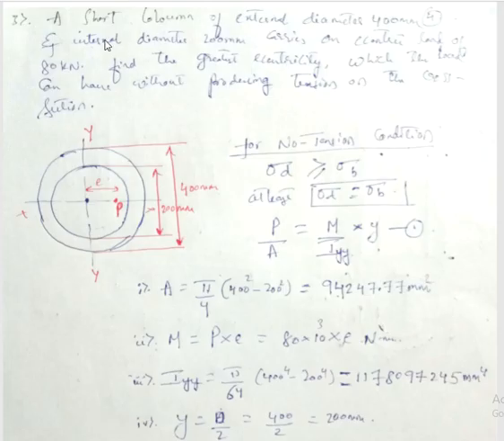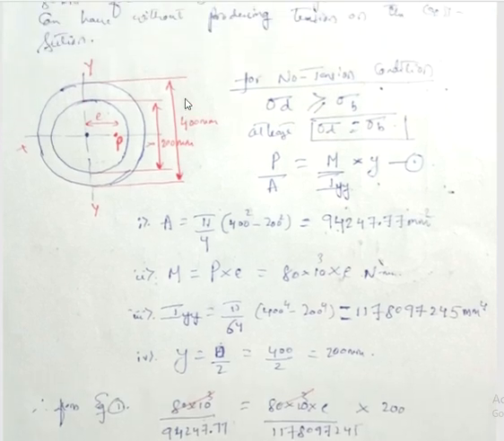Coming to the third problem, we'll understand the statement of the problem and then we'll solve it. A short column of external diameter 400 mm and internal diameter 200 mm carries an eccentric load of 80 kN. Find the greatest eccentricity which the load can have without producing tension on the cross section.